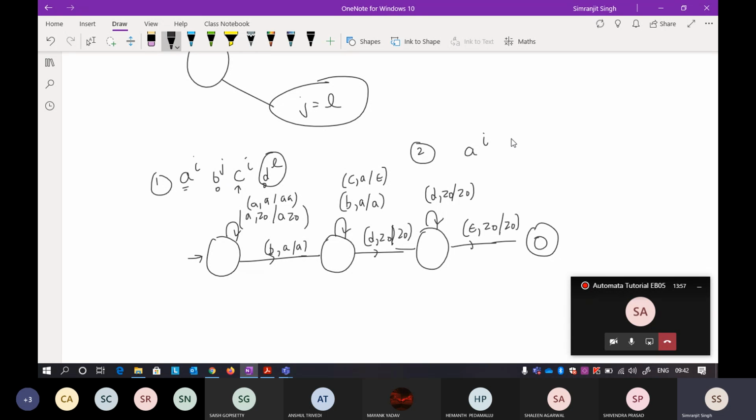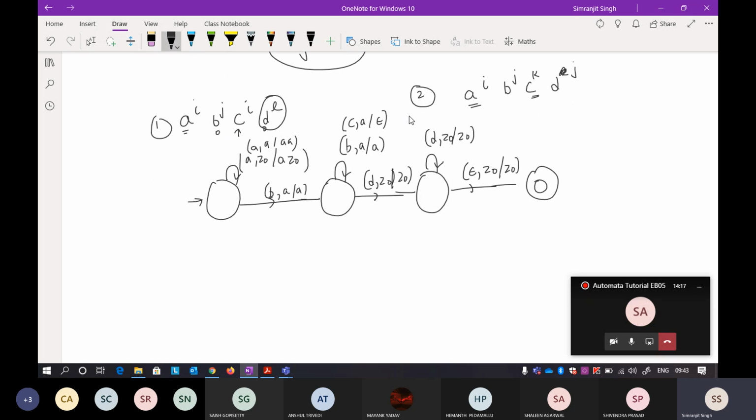So this was for this one, and then another one will be where b is equal to d. So it can be a raised to power i, b raised to power j, c raised to power k. I don't think that these are equal, but b and d are equal here, so this again I can write as j. So I'll again build the automata for this one.